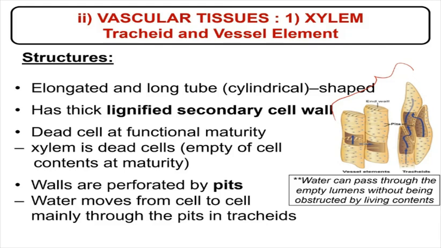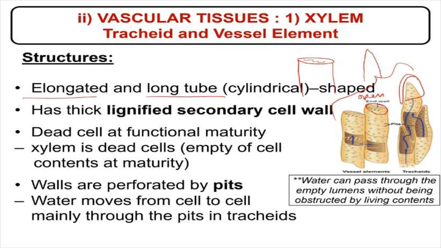While tracheids have a tapered end, the vessel element has an open end. Open. Maknanya dia cylindrical untuk vessel element. Jadi dia terbuka. Tapi bagi trachea dia close end. Jadi kita panggil dia tapered end. But both are elongated and a long tube.